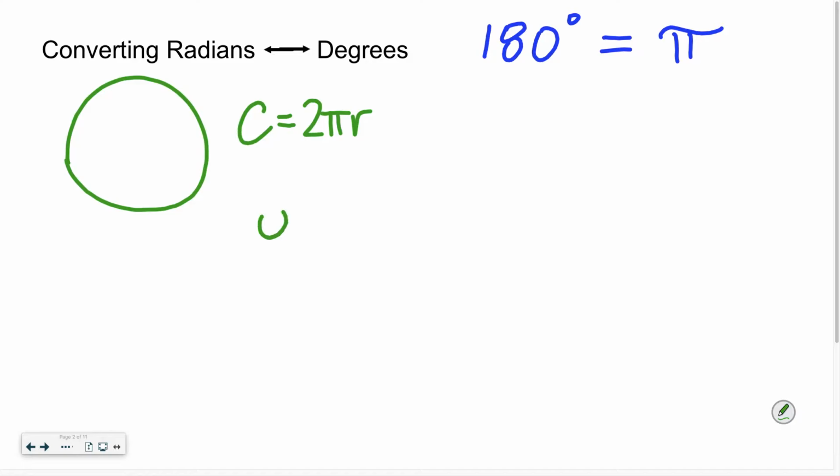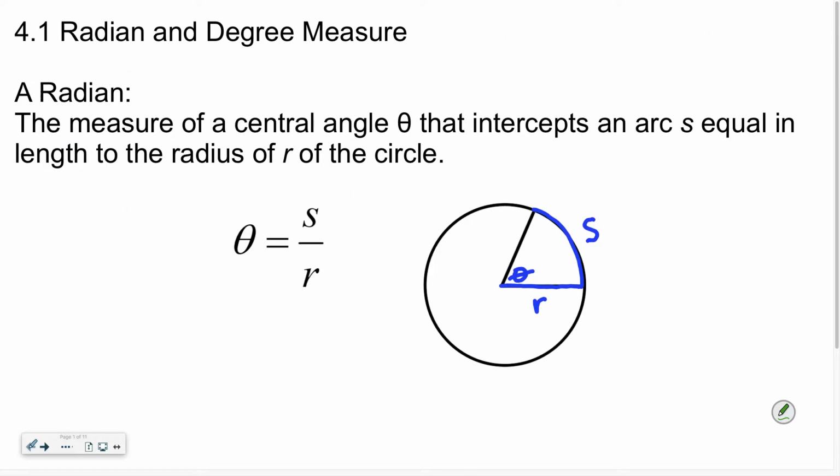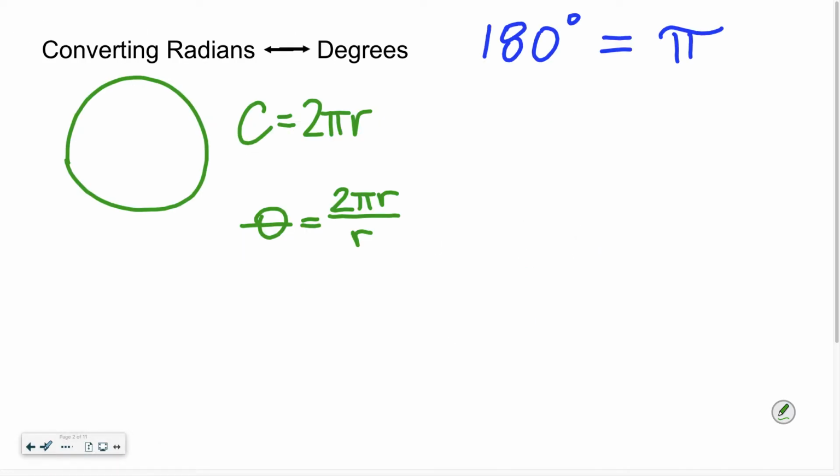So if our angle theta equals our arc length over radius, right? Arc length over radius. Well, if an entire circle has a circumference of 2 pi r, then that must mean that theta is 2 pi. So 360 degrees is the same as 2 pi radians. So 180 degrees is the same as pi radians. Okay, that's why we use it.